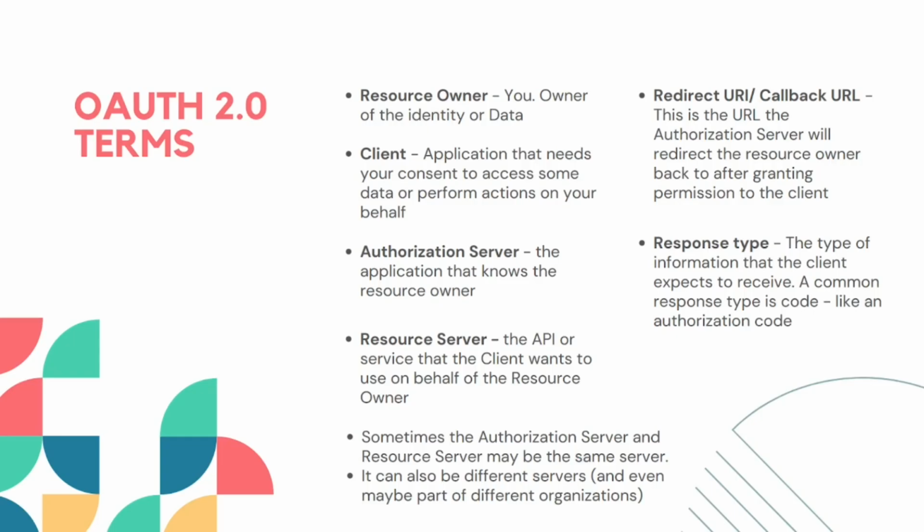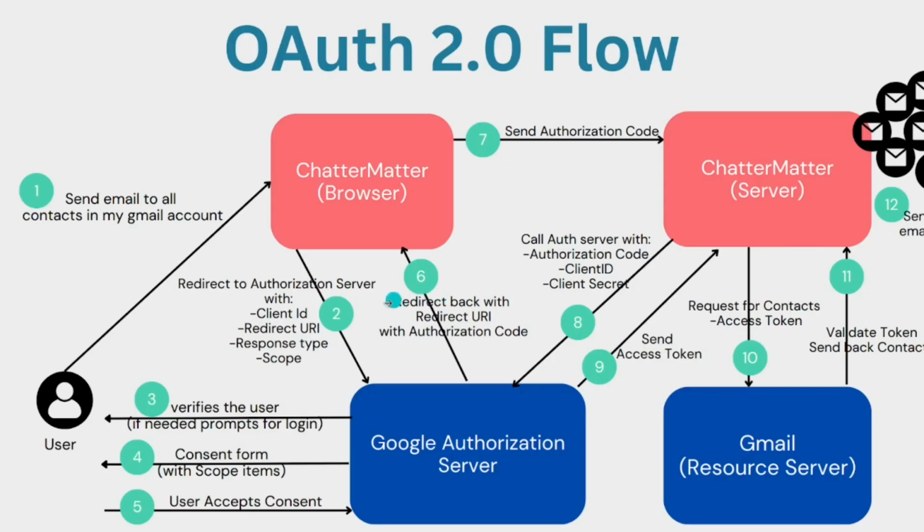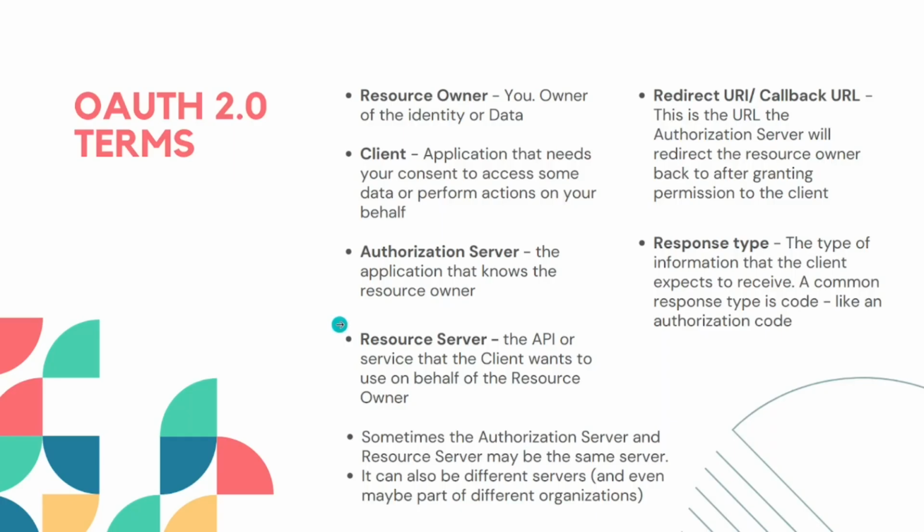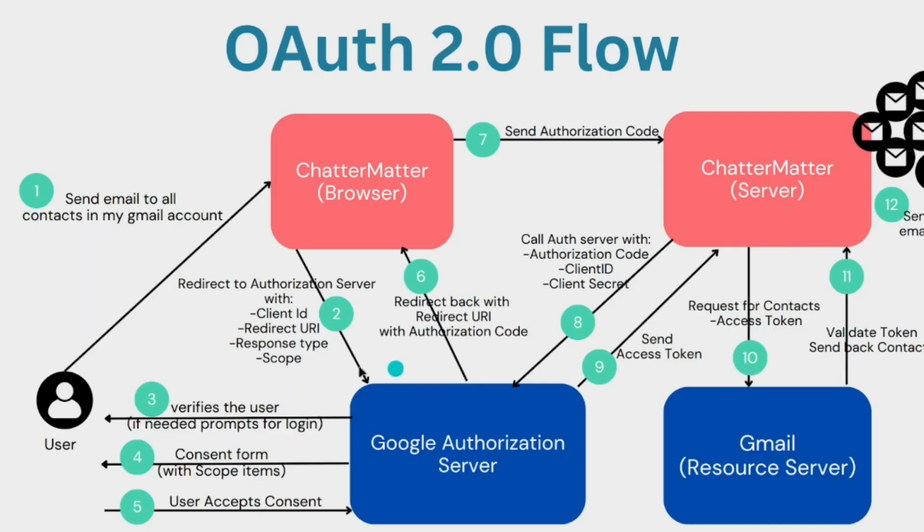Redirect URI or callback URL. So this is the URL the authorization server will redirect the resource owner back to after granting the permission to the client. If you look at this flow, the redirect URI is sent in the request or in the redirection to the authorization server. Once the user accepts the consent, authorization server will redirect back to whatever URI that was shared. Response type. The type of information that the client expects to receive. A common response type is code, like an authorization code. So the response type in this case is authorization code, which is what the authorization server is sending back.